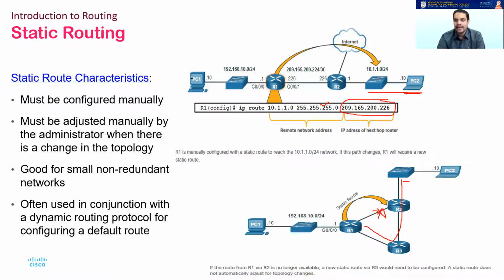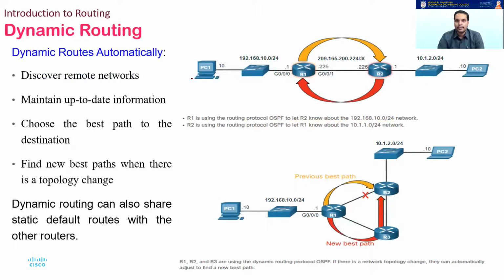It must be adjusted manually by the administrator when there is a change in the topology, where something goes down or something new comes up. And this is only good for small and non-redundant networks. Usually, to have better efficiency, we use both static routing and dynamic routing. Now let's see what you mean by dynamic routing.